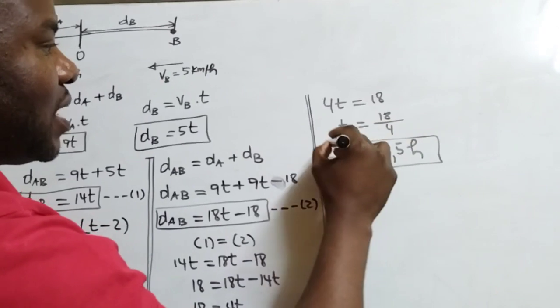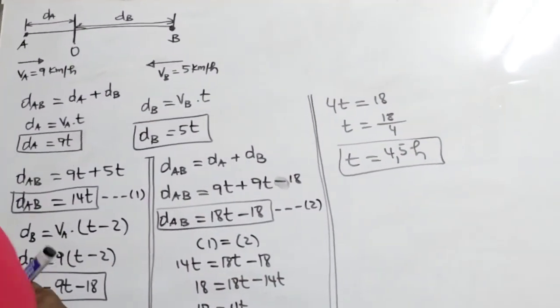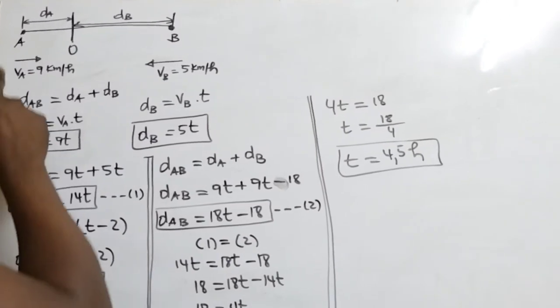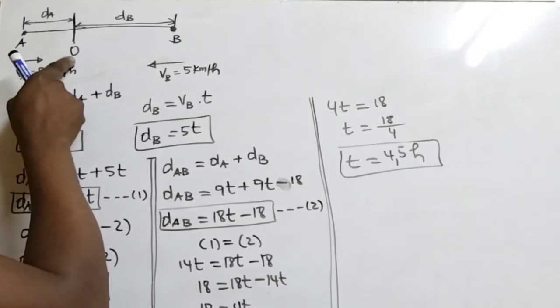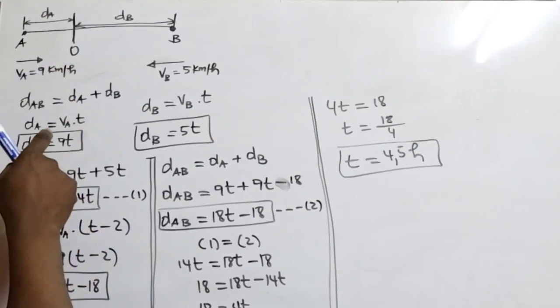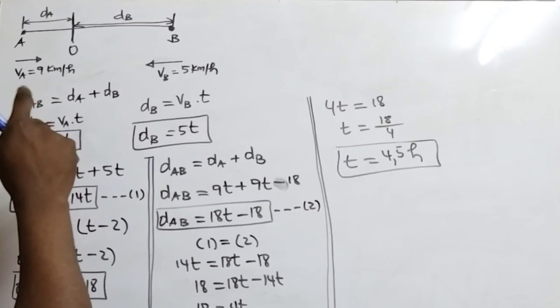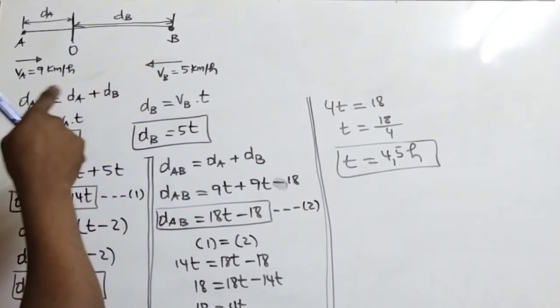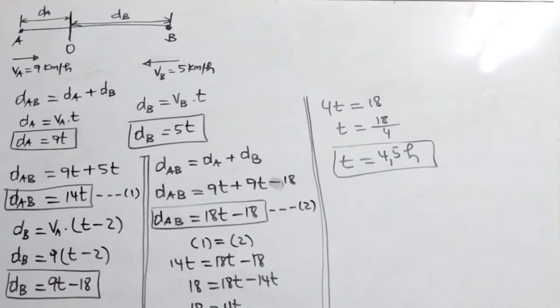So t, the time. Ladies and gentlemen, we have found the time t, which is the time to move from point A, where the vehicle is originally located, to the point of meeting, which is also the time that the pedestrian will spend in moving from B to O.